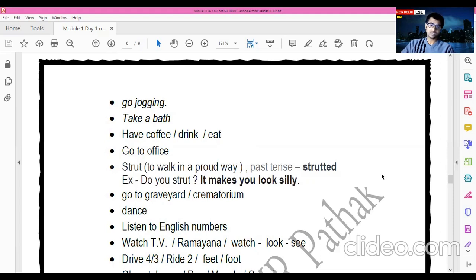Now, do you have coffee? Or you can say, do you take coffee? For drink and eat, you can use take or have. Either you can use take or have, so it's totally up to you. So do you take coffee? Do you take tea? This is how you can say. Now what can be the possible answer? I take coffee. I don't take coffee. Or I have coffee, I don't have coffee.